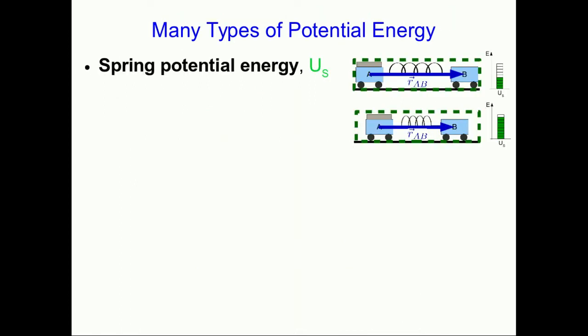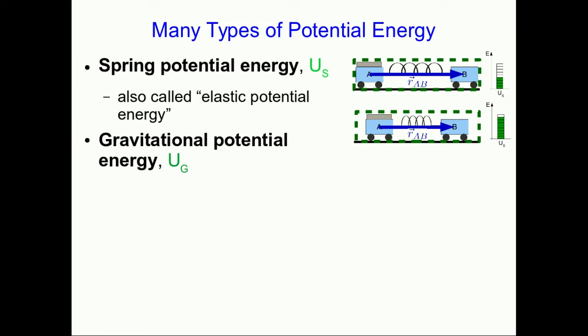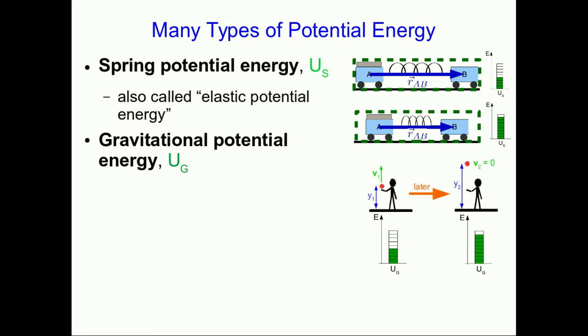Potential energy is just one kind of internal energy, but it's also itself a broad classification, and there are many types of potential energy. There are two main ones we'll look at in this course. One is spring potential energy, which is also sometimes called elastic potential energy, and has to do with amounts of reversible deformation of objects. The other type that we'll spend a lot of time on is gravitational potential energy, and it has to do with the height of objects above the ground.